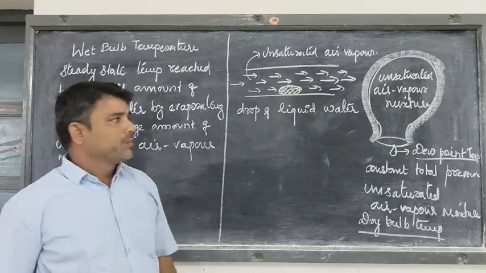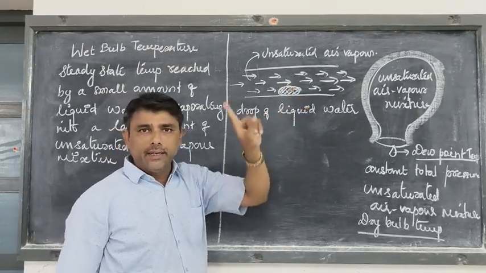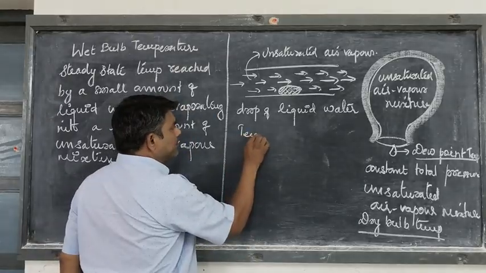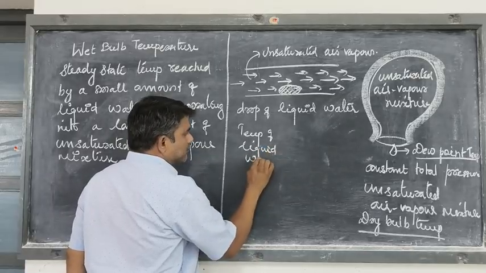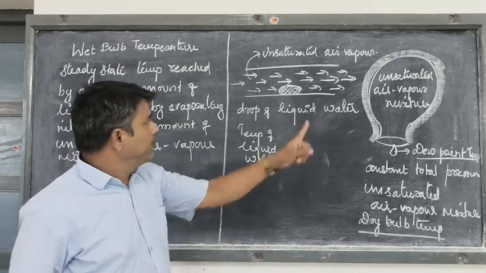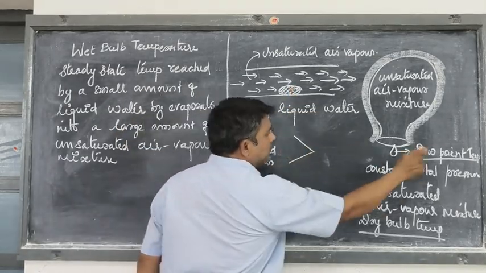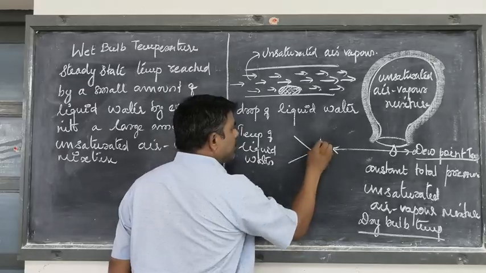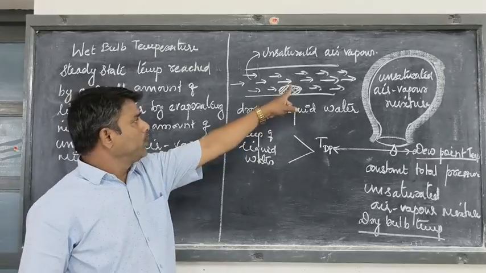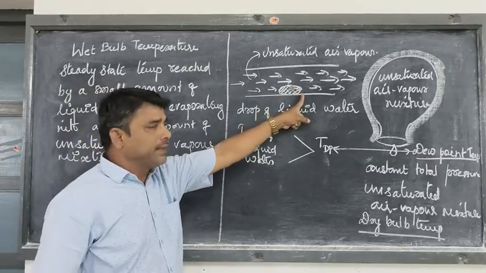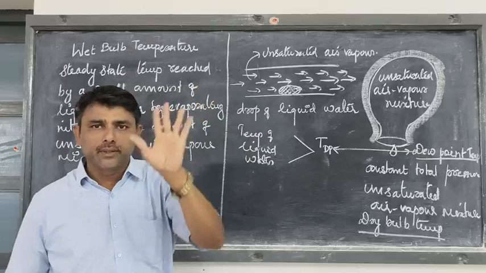Now, consider the temperature of the liquid water initially. If the temperature of this liquid water is greater than the dew point temperature, what I am trying to say is, I am going to place a drop of liquid water in a rapidly moving stream of unsaturated air vapor mixture.